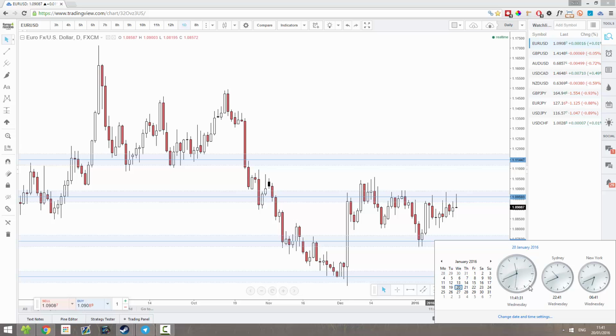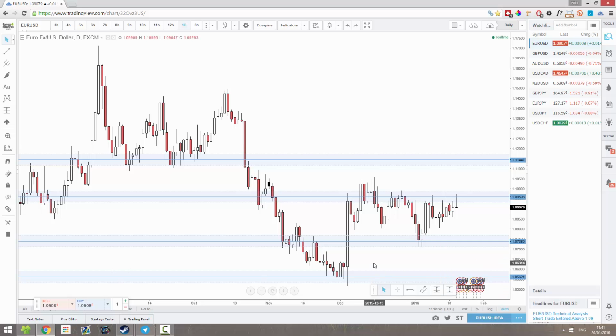It is currently 11:41 here in the UK, and it is Wednesday, the 20th of January. 20th already? Okay, so today is a slightly more exciting day. I've already looked at the charts. I know what's coming up in the next few pairs, but we're still going to go through every single time frame on every single pair, because it's all part of the process.